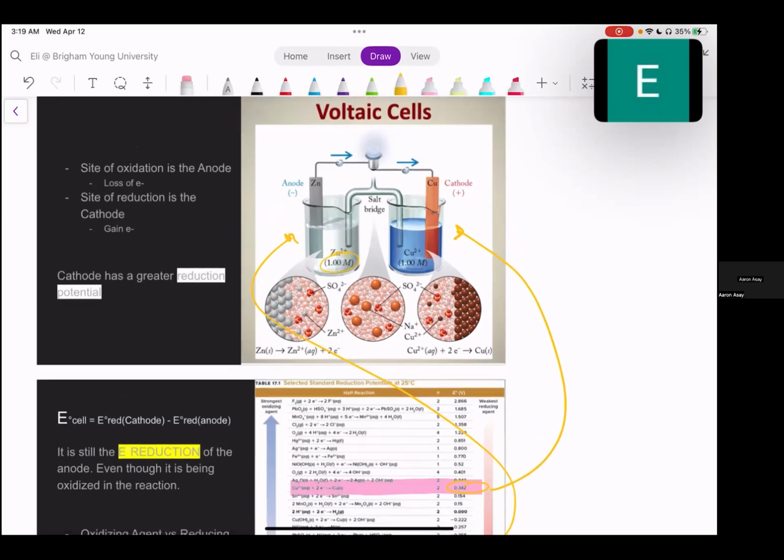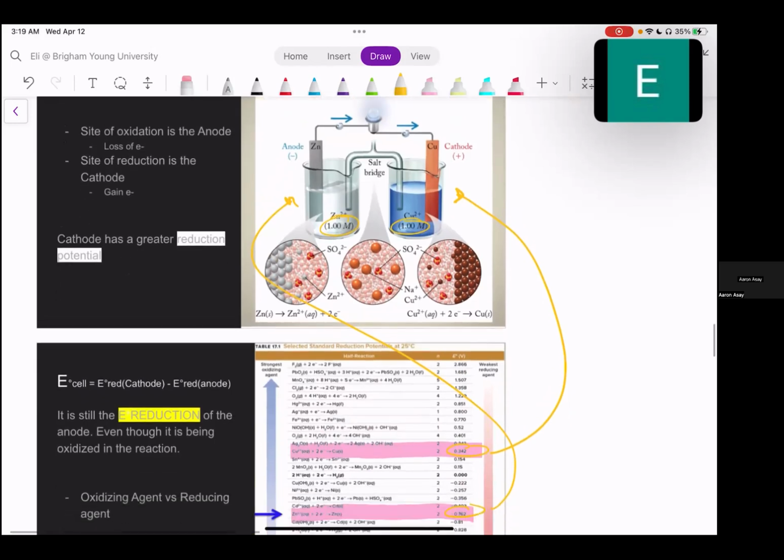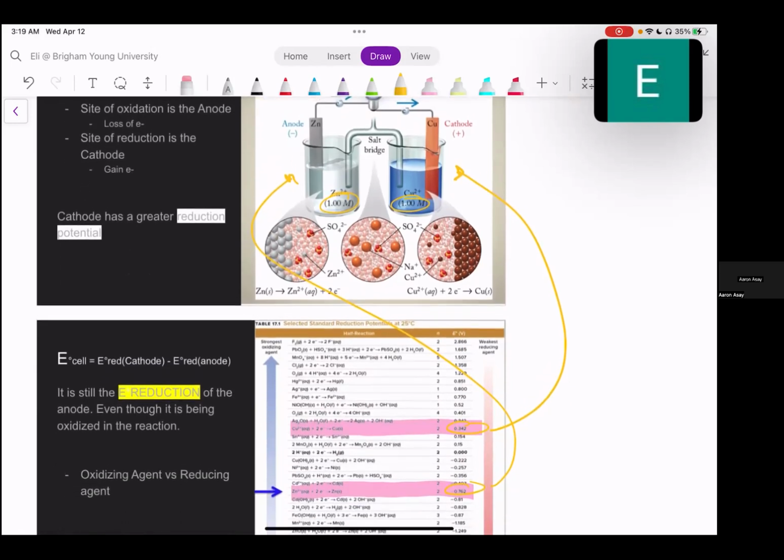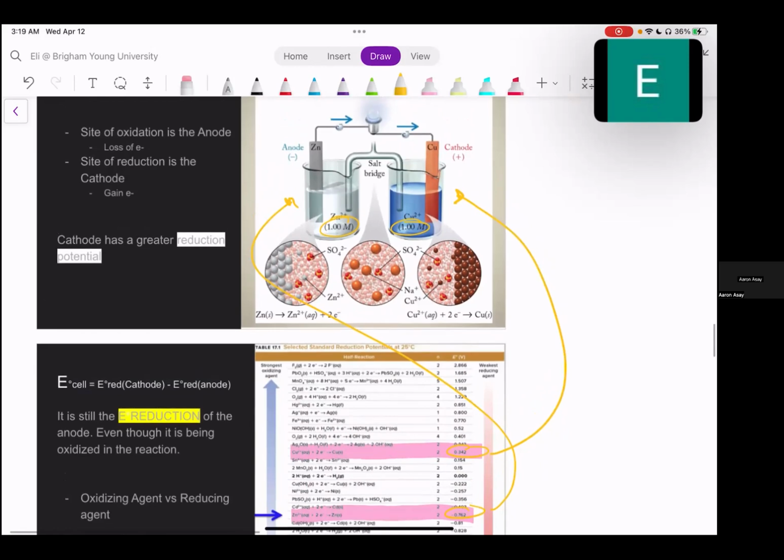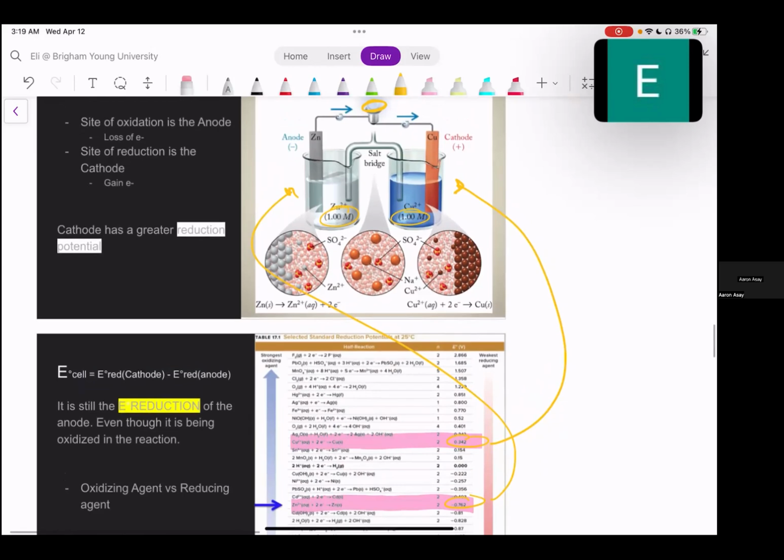Remember, this is under standard conditions because the concentration is 1 molar, and it's going to be taking those electrons and causing this energy to flow through the voltaic cell. And the way that we can calculate how much voltage, or how much energy, is really coming through is by this equation right here.